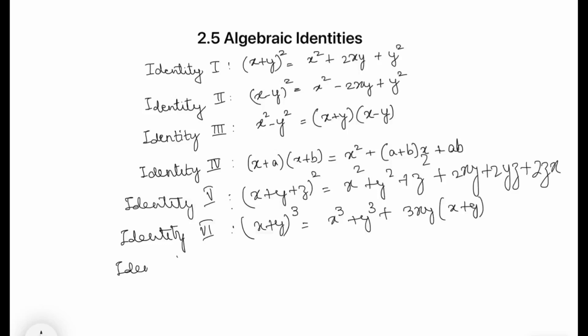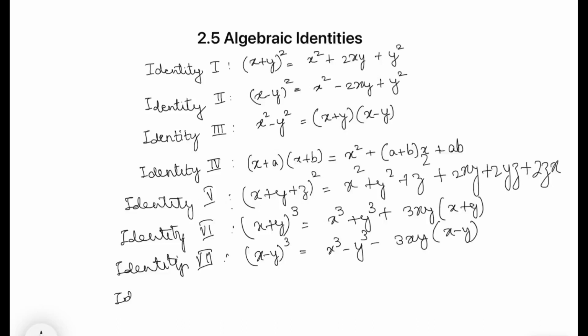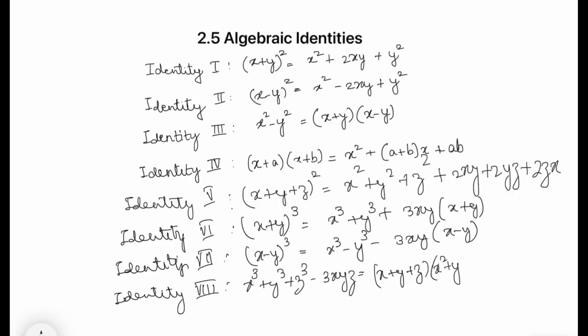identity 7 and identity 8, which is x minus y whole cube is equal to x cube minus y cube minus 3xy multiplied by x minus y, and identity 8, which is x cube plus y cube plus z cube minus 3xyz is equal to x plus y plus z multiplied by x square plus y square plus z square minus xy minus yz minus zx.